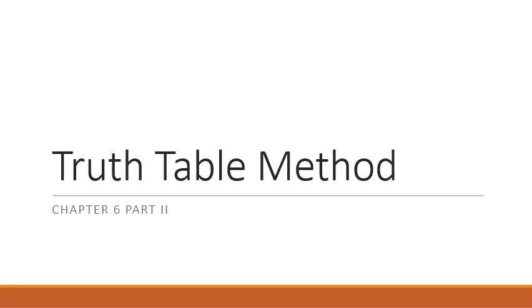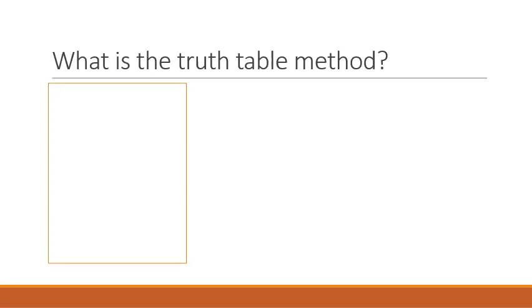Hi y'all, today we're going to talk about the truth table method, which is a method for showing whether or not an argument in propositional logic is valid or invalid. So what we're going to do is go through the basics and get to a point where you should be able to do these for pretty much any level of difficulty.